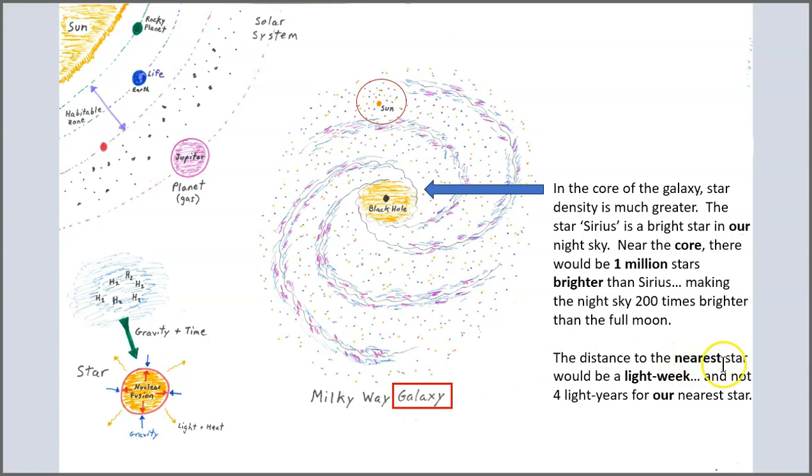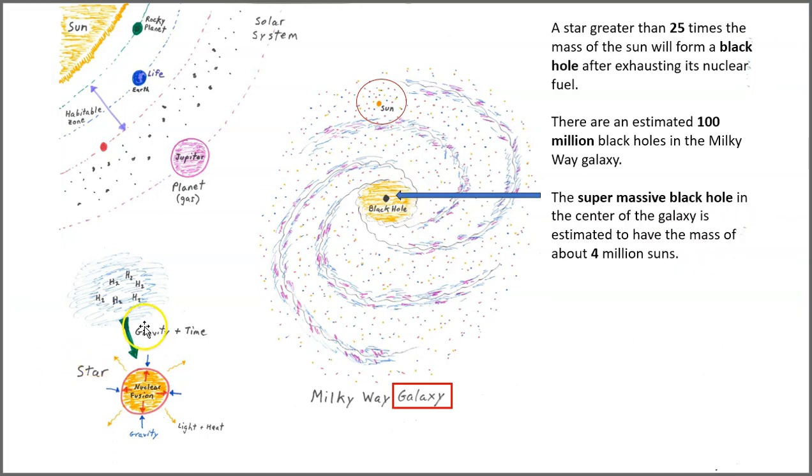The distance to the nearest star would be a light week. So it would take a week for light to get from your star to the nearest star. Whereas for us, the nearest star to our sun is about 4 light years. So it takes light 4 years to get from our sun to the nearest star. It would take a light week to travel between stars in the core of our galaxy.